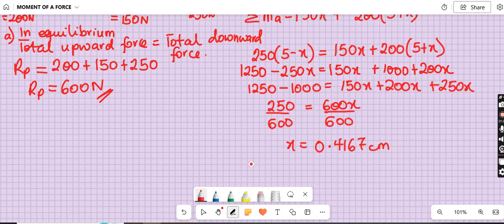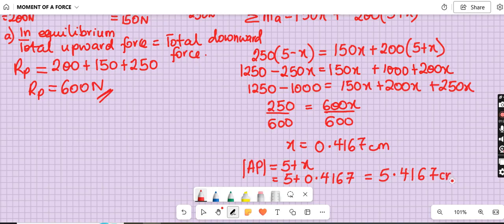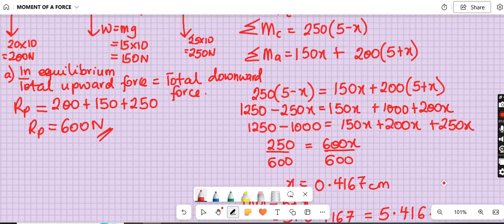centimeters. So what is AP? We have established that AP is 5 plus X. Now X is positive, so it tells us that yes, P was to the right of the midpoint. But if you put it on the left, you would get a negative answer, and then you just have to subtract. That is not a problem at all. So we have 0.4167 plus 5. And this should give us 5.4167 centimeters.